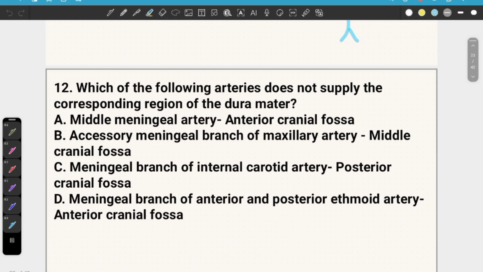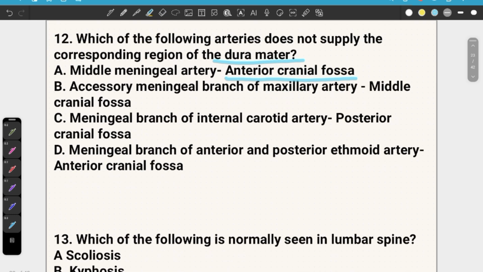Now coming to the 12th one, which of the following arteries does not supply corresponding regions of dura mater? This question looks a little difficult, but let's simplify. Middle meningeal artery to the anterior cranial fossa. It can be, because the middle meningeal artery is middle and it can go to the anterior cranial fossa. So let's keep that option.